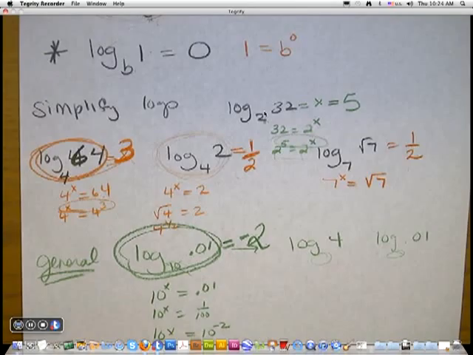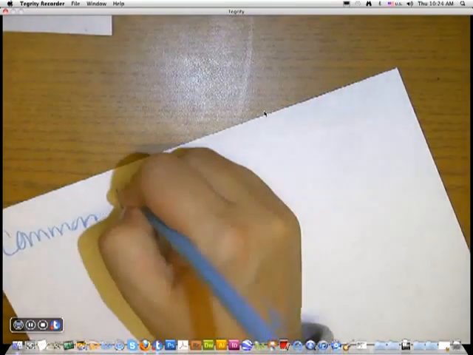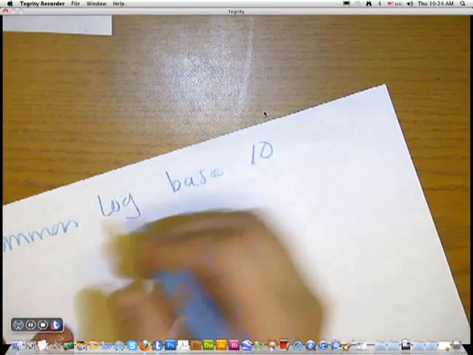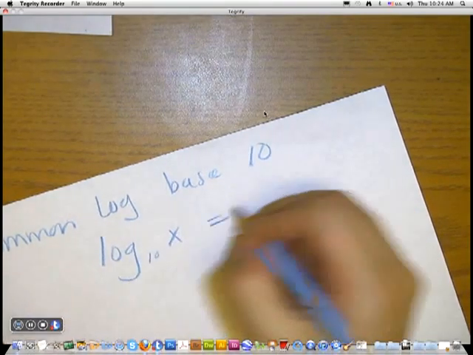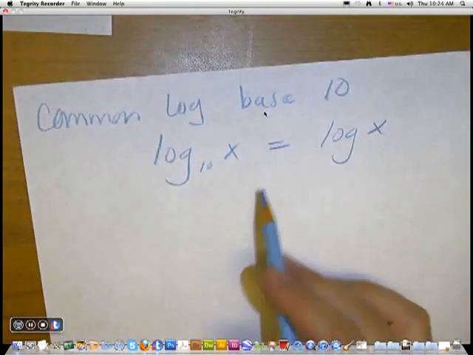But one thing you need to definitely be aware of is that the common base is 10. And we call that the common log base. Common log is base 10. So it looks like log base 10 of x is the same as log of x. We just don't write the base 10.